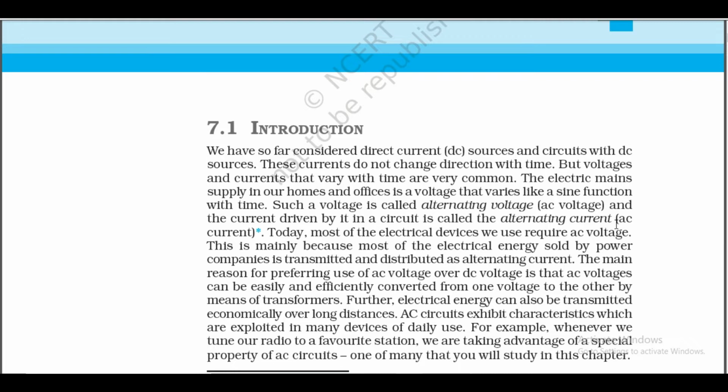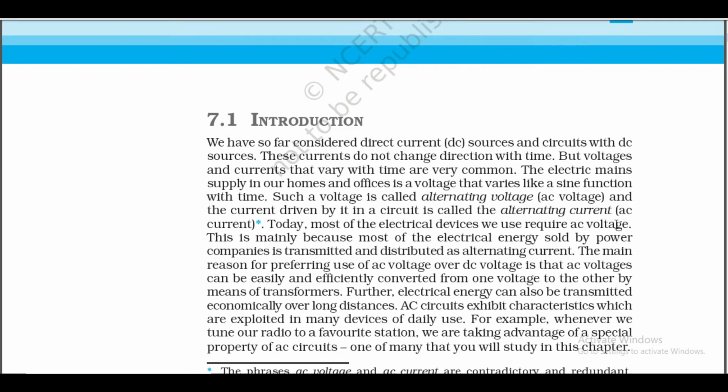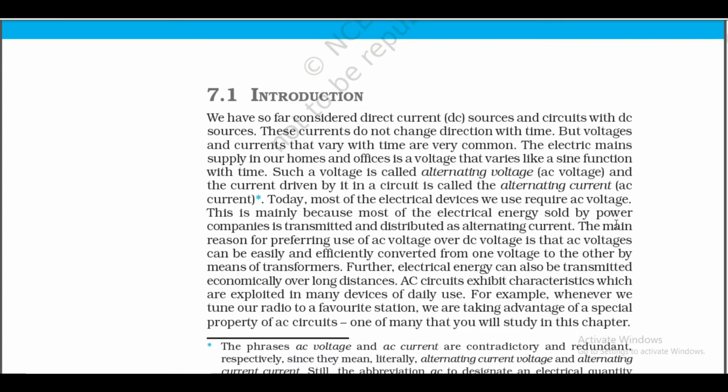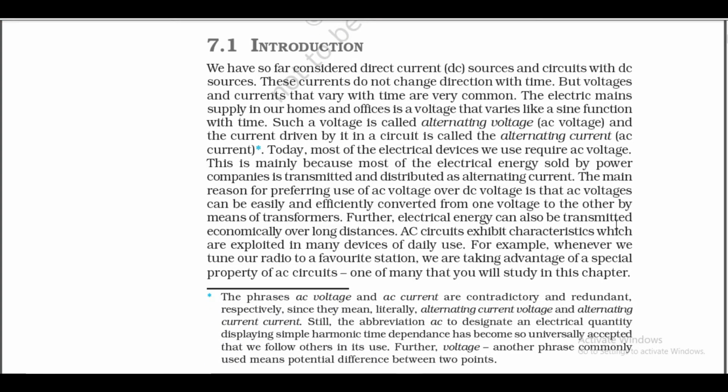7.1 Introduction. We have so far considered direct current (DC) sources and circuits with DC sources. These circuits do not change direction with time, but voltages and currents that vary with time are very common. The electric mains supply in our houses and offices is a voltage that varies like a sine function with time. Such a voltage is called alternating voltage, AC voltage, and the current driven by it in a circuit is called the alternating current, AC current.